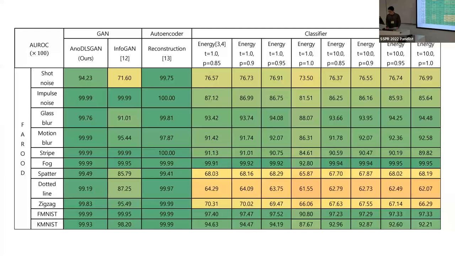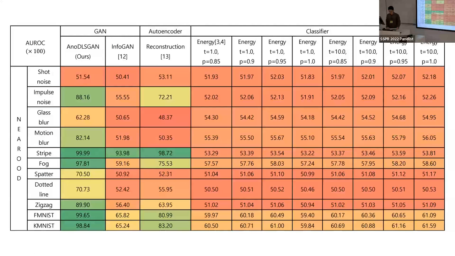This table shows near-OOD detection performance for each method. The performance of AnoDLSGAN was not significantly different from the autoencoder reconstruction in far-OOD detection, but it shows significantly better performance in near-OOD detection, even though the reconstruction performance of the autoencoder was much better than DLSGAN. So you can see that AnoDLSGAN has clearly better OOD detection performance than InfoGAN in both tables.